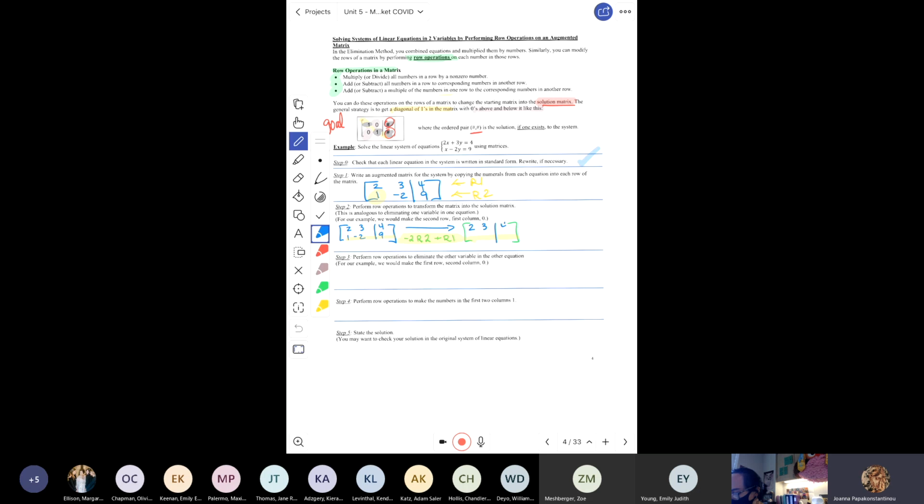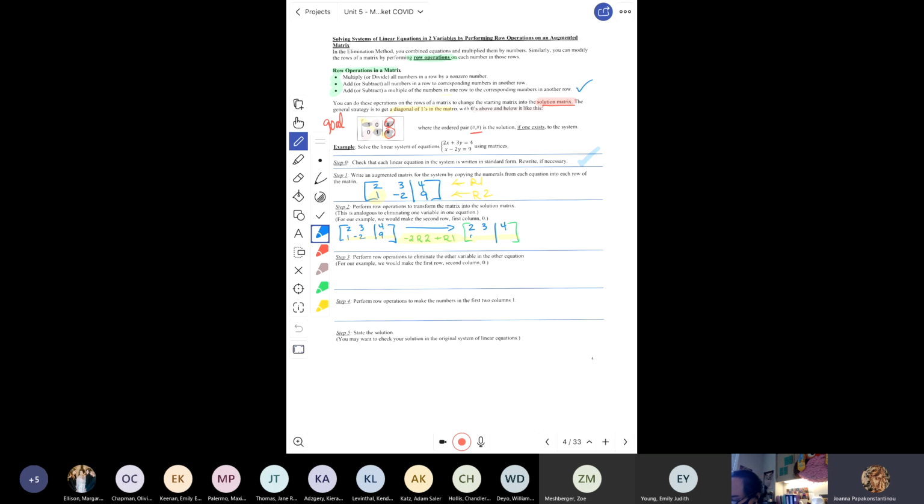But this is the row operation. A scalar multiple of row 2, so -2 times row 2, plus row 1. So I'm doing this row operation. Negative 2 times row 2. Negative 2 times 1 is negative 2. Plus 2 gives me 0. And that's what I wanted. That's the whole point I chose that row operation.